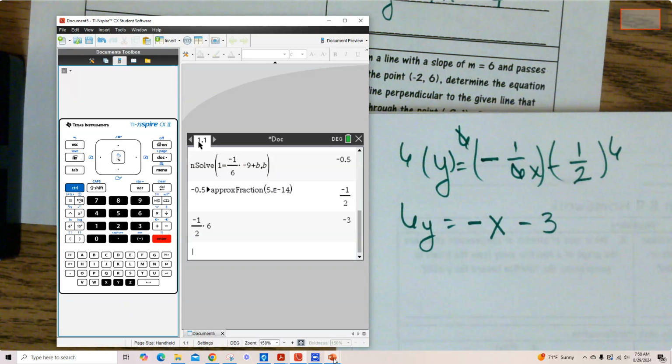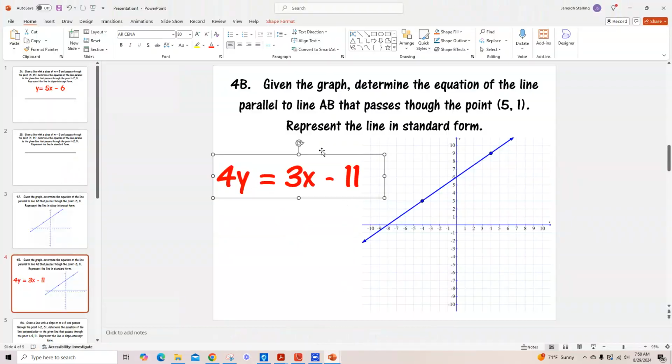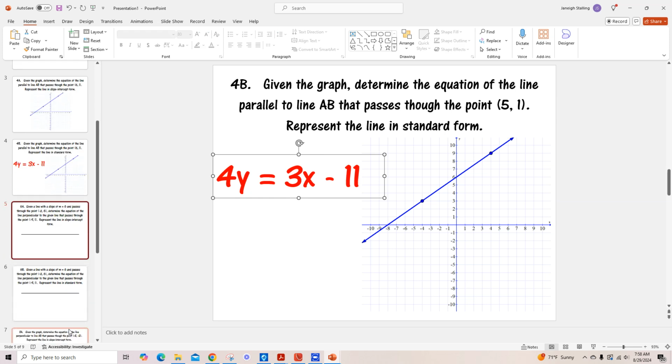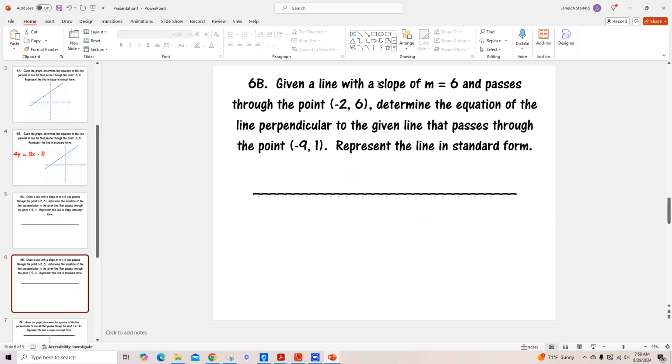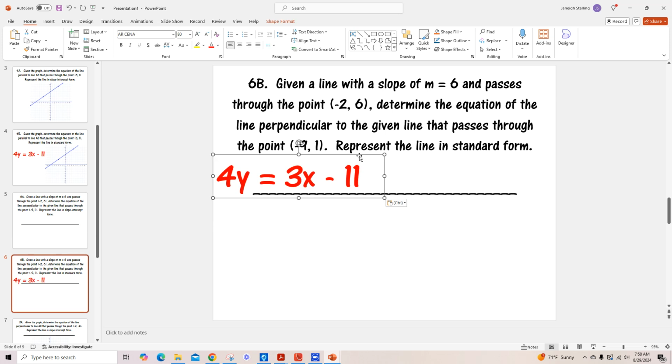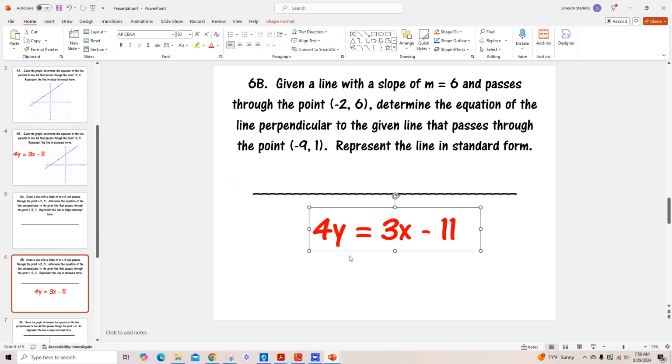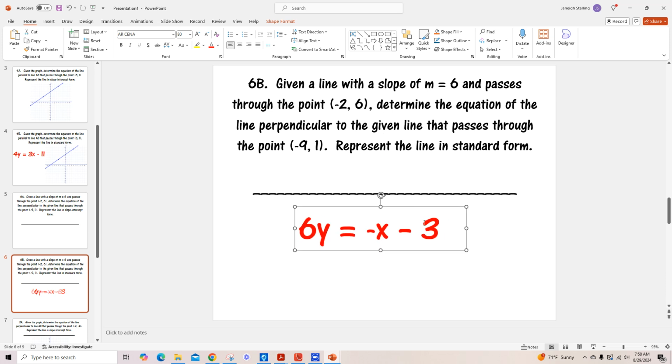So your question for number 6, let me grab this and jump to the right question. Okay, so here's your question. We already got it to this point right here. Let me type it out for you. 6y equals negative x minus 3. Your job is to continue converting this equation to standard form. Okay, so that's your question for number 6.